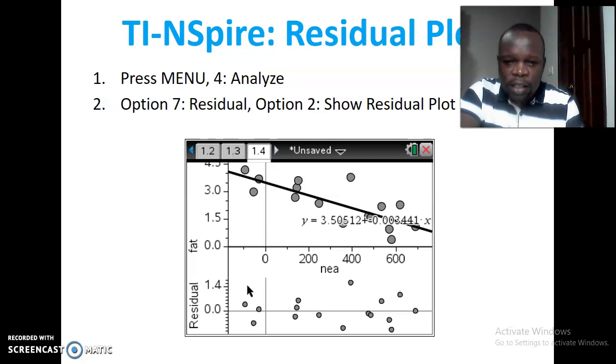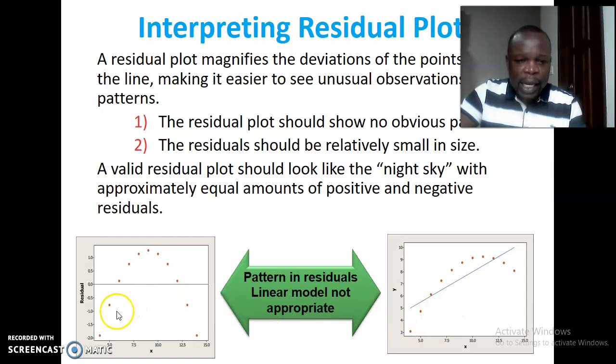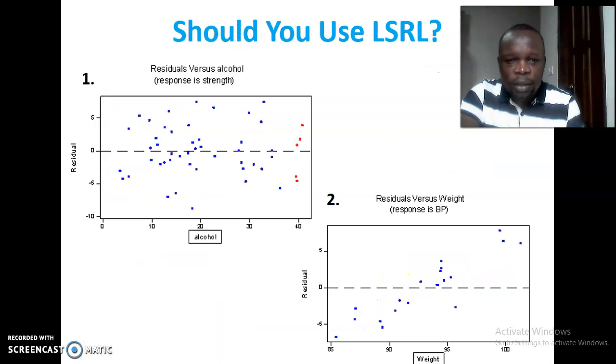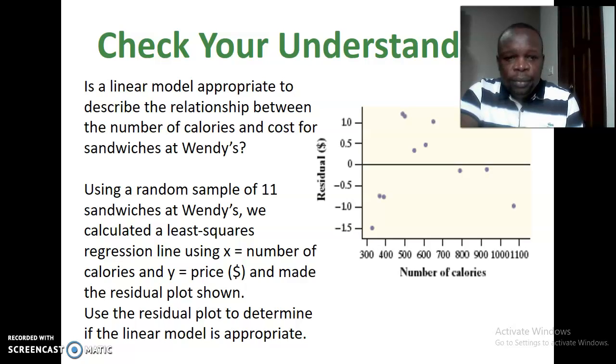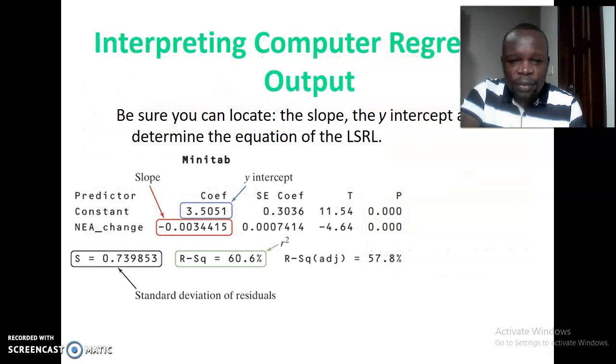On the calculator, that's how you get it. If you look at this residual plot, you can clearly see a curved pattern. So in this case, you say that a linear model is not appropriate for that set of data. However, in this other case, the random dots above and below on the residual plot tell you that a linear model was appropriate. That's a very important point in this unit.